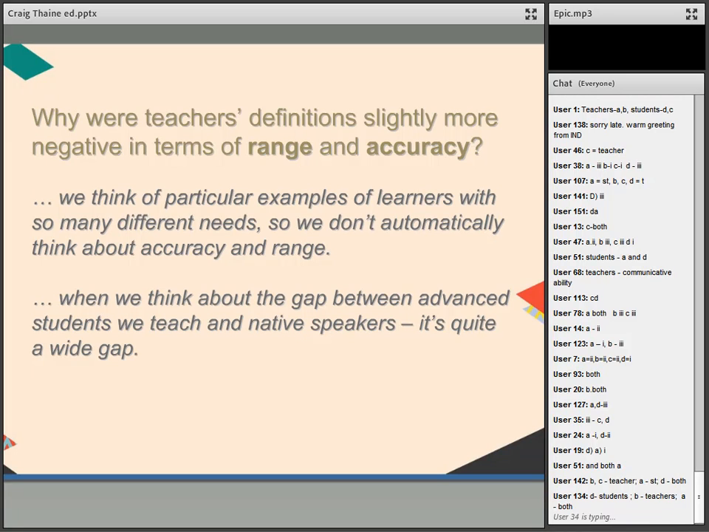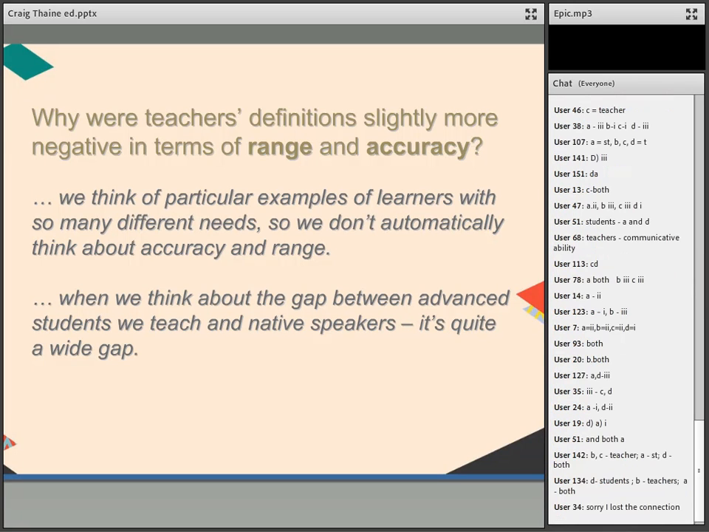The interesting thing there is that the teachers' definitions were slightly more negative in terms of range and accuracy. The learners were more confident in saying, you know, we have slightly better range, we have better accuracy, but teachers weren't as encouraging on that level. So I asked teachers about this in the tutorials that I did with them, and this is what they had to say. The first one refers to specific examples of learners.